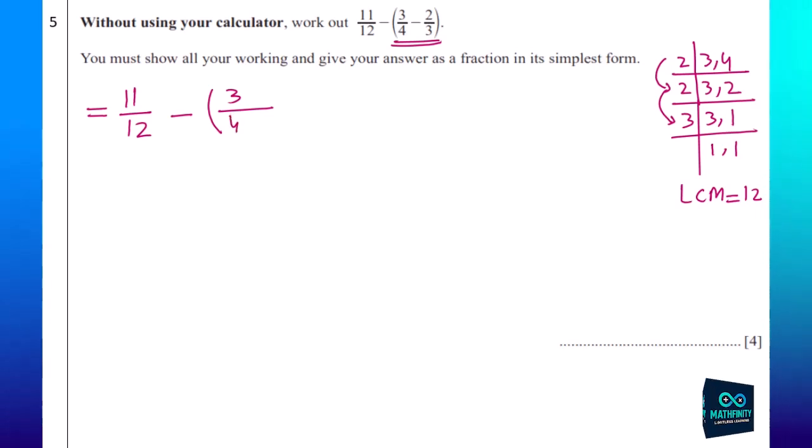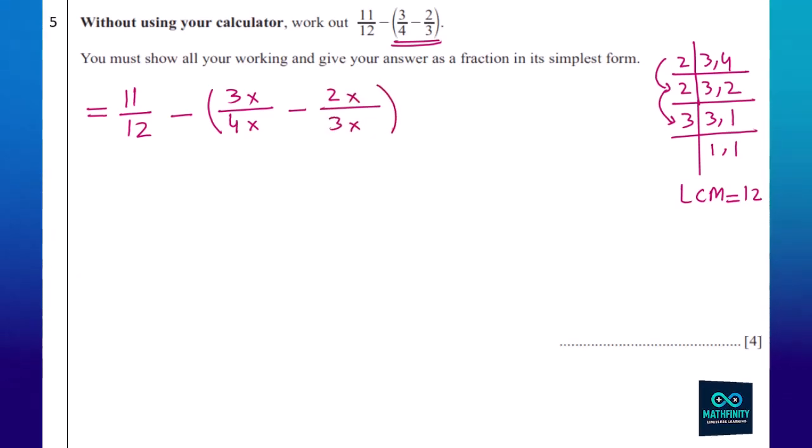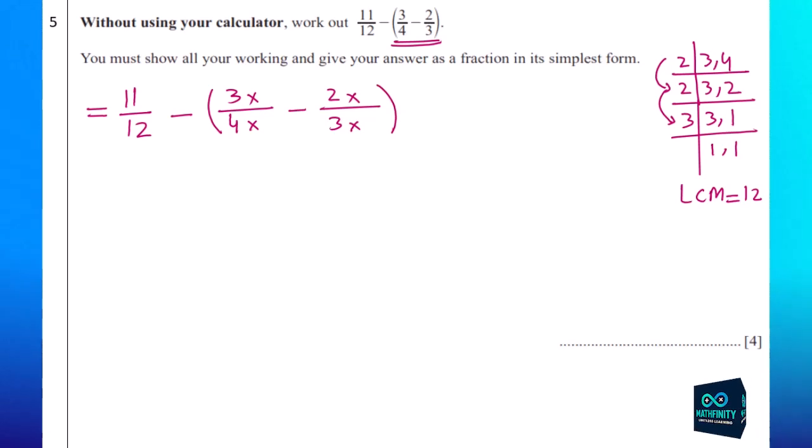So we will write 3 over 4 times n minus 2 over 3 times n. Here you have to think what number you will multiply by 4 to get the LCM 12. It will be 3. So we have to multiply 3 here and 3 here. What number we will multiply by 3 to get LCM 12? It will be 4, so 4 and 4.